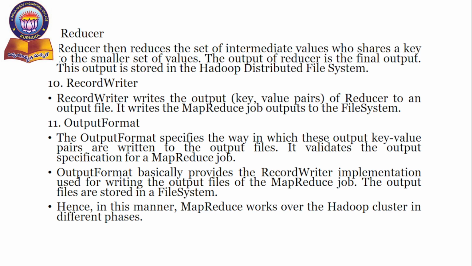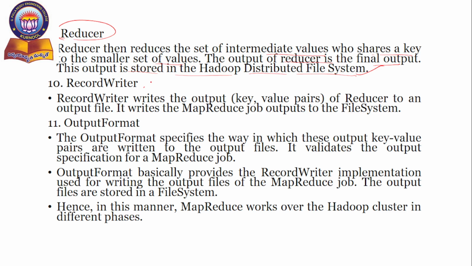Now the reducer comes into action. The reducer reduces the set of intermediate values that share a key to a smaller set of values. The output of the reducer is the final output. This output is stored in the Hadoop Distributed File System. We have seen that mapper output data is stored on the local disk, but the output generated by the reducer is directly stored in the distributed file system because it is the final output of the application or the job that you have given as input.